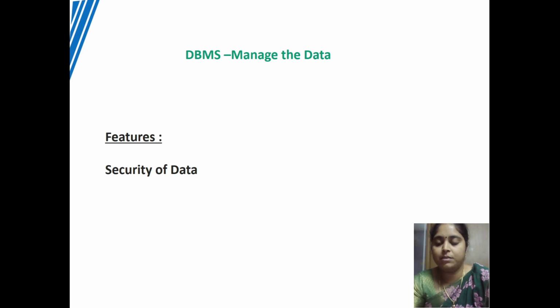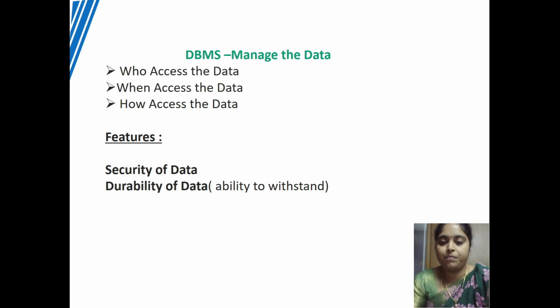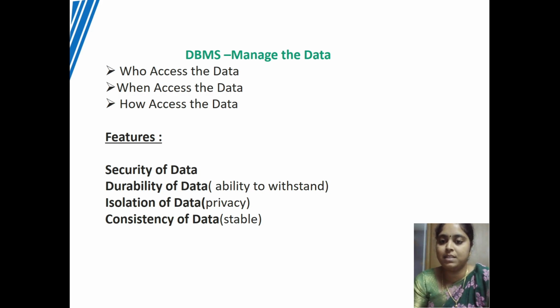Okay, then I already said the database is said to manage the data. So it tells about who accesses the data and when and how the data is accessed. So the main thing is access to the data. Okay, then the features of a database: first thing is security of data, then durability of data. So for how long the data lasts, that is said to be durability of data. Then isolation of data. Isolation means privacy, security. Then consistency of data. Consistency of data means it must be stable.